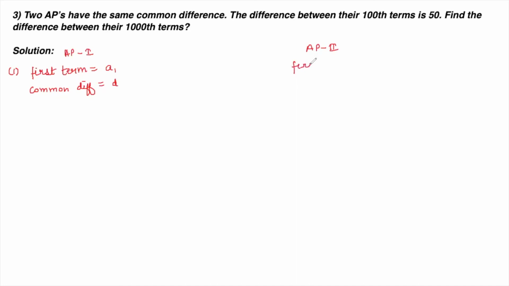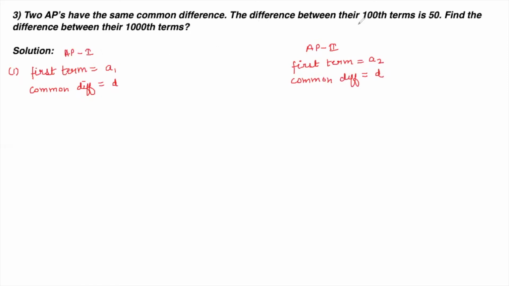So let's suppose the first term for the second AP is A2. Why? Because the first term of both the APs will differ, because it is given that only the common difference is the same. So the common difference of this AP is equal to D, because it is the same as that of AP1.